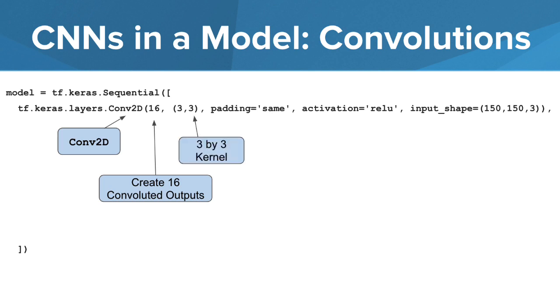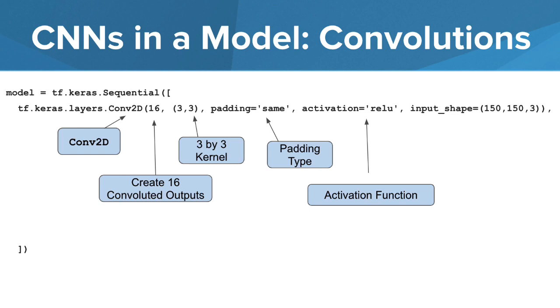You then specify the size of the kernel, so the 3x3 grid that we're going to apply. Remember, we use the term padding, and when we say padding is the same, what that means is we want to keep the image size the same. We don't want to reduce the image size, so we're going to pad it with zeros.